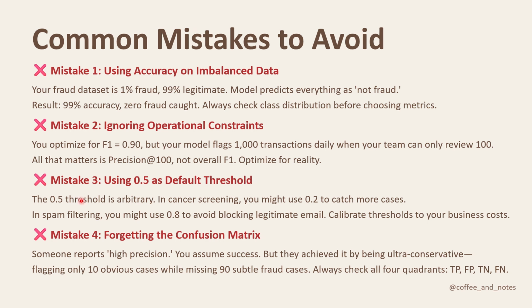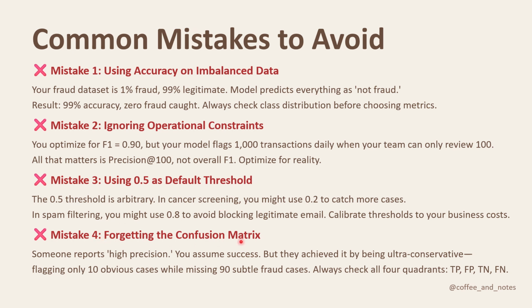Mistake number 3, using 0.5 as the default threshold. Someone builds a model using 0.5 because that's the default and deploys. That threshold is arbitrary. It has no connection to your business. In cancer screening, you might use 0.2 to catch more cases. In spam filtering, you might use 0.8 to avoid blocking legitimate email. Calibrate thresholds based on costs, not defaults.